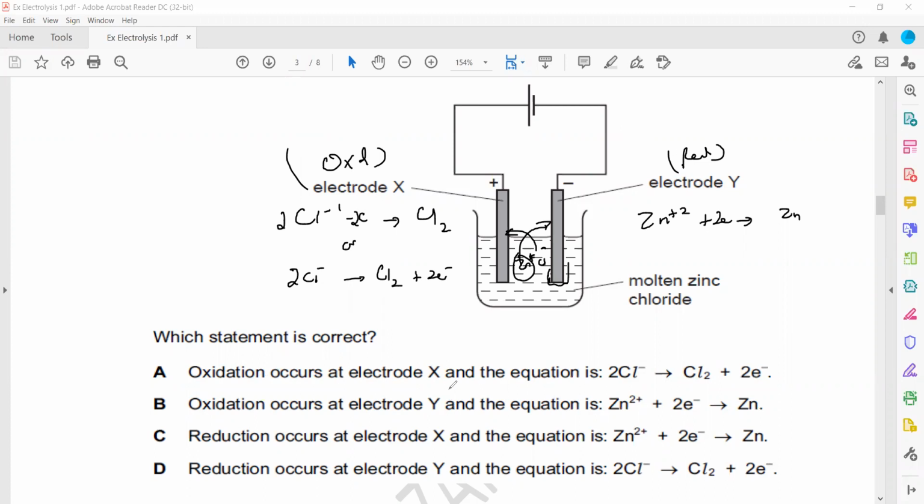So yes, oxidation, which is a loss of electron, happened at electrode X. And the equation for this electrode will be that chloride ion forms chlorine molecule and loses two electrons. So that's why A will be the right answer. Is this question clear? That's why A is the right answer.